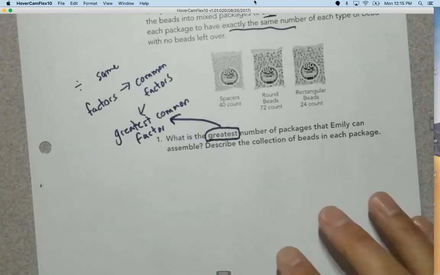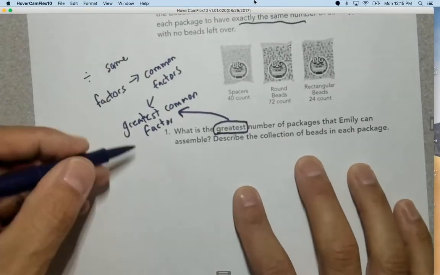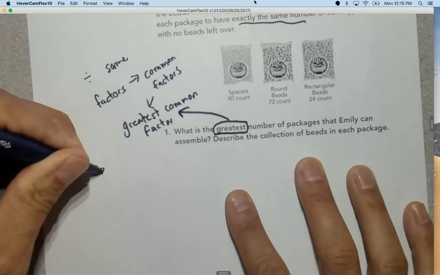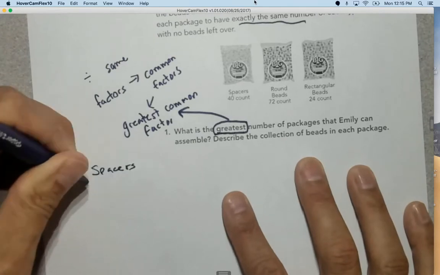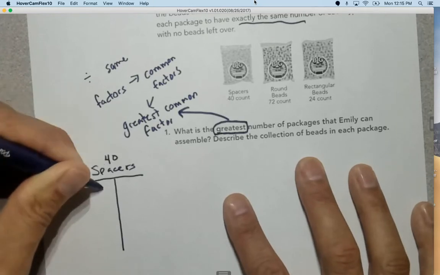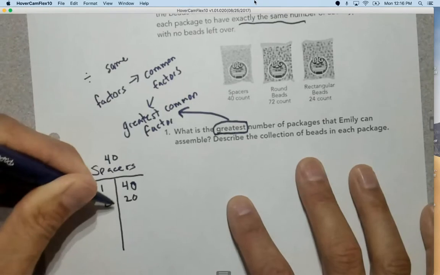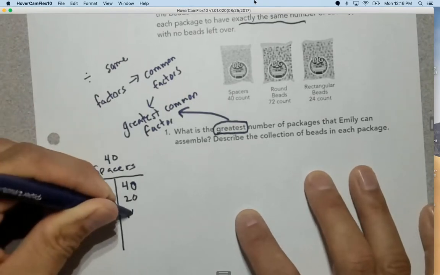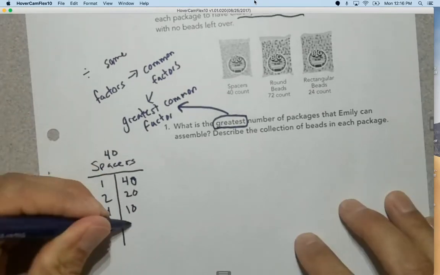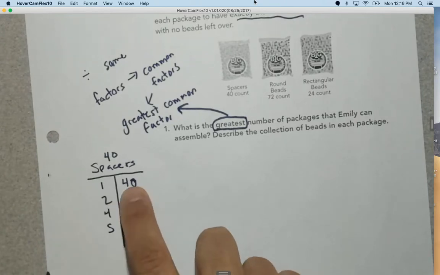Describe the collection of beads in each package. Okay, so there's spacers. And for the spacers, there's 40 of them. And so I know I could have one package of 40. I could have 2 packages of 20. I could have 4 packages of 10. I could have 5 packages of 8. Okay? Or I could flip that around. I could have 8 packages of 5, 10 packages of 4, 20 packages of 2, 40 packages of 1.